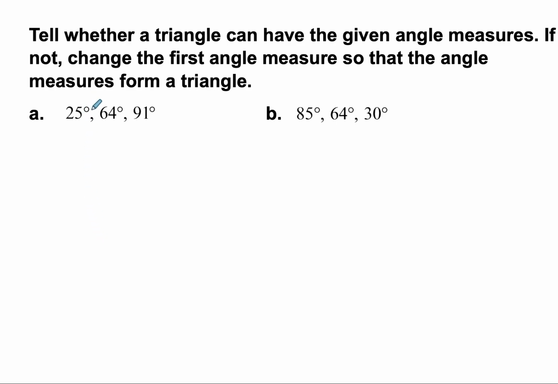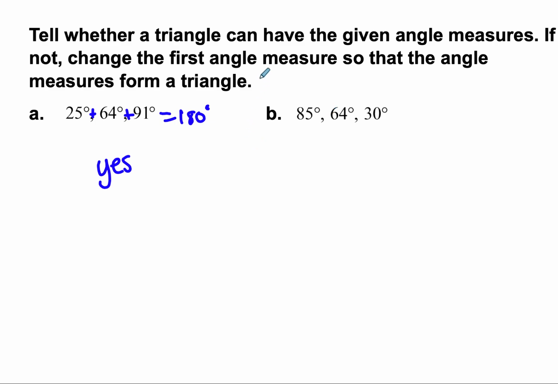So for this, what we need to do is add our angles all together to see what they equal, and if they equal 180 degrees, then yes, they can be a triangle, and no, if they don't equal 180 degrees, then they're not going to be a triangle, and we'll have to adjust. So we're going to do 25 plus 64 plus 91, and we do get 180 for that total. You can use a calculator if you'd like. Okay, so can these work for a triangle? Yes, they equal 180. All right, so let's try our next one.